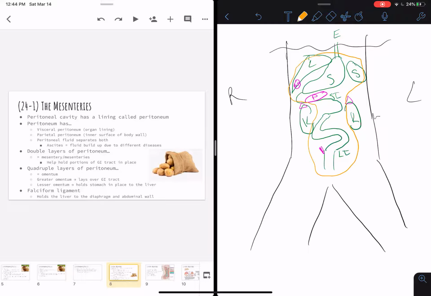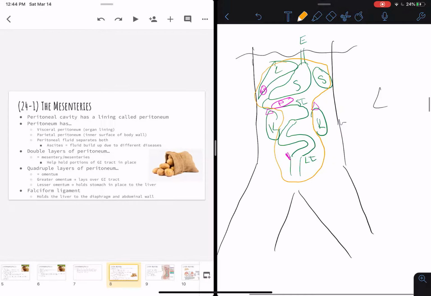It's a little bit of an oversimplification, but for the purpose of understanding what the mesenteries are doing, this is a good start. And because of that, everything that I've circled in orange is going to have its own set of lining, and then the kidneys are going to be behind that lining. So we're going to call the kidneys retroperitoneal.